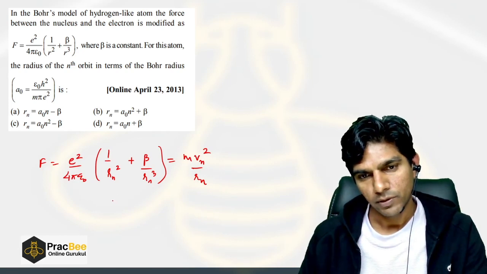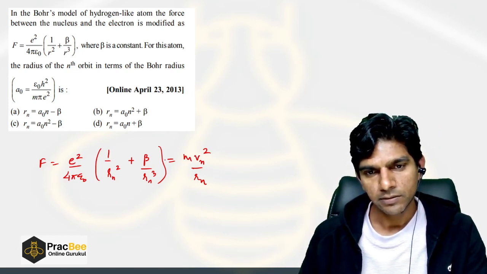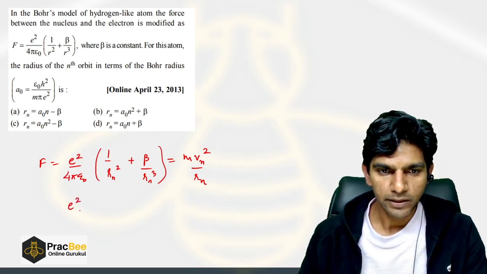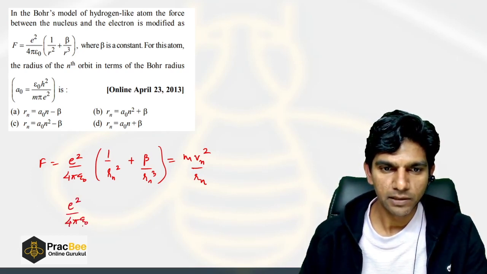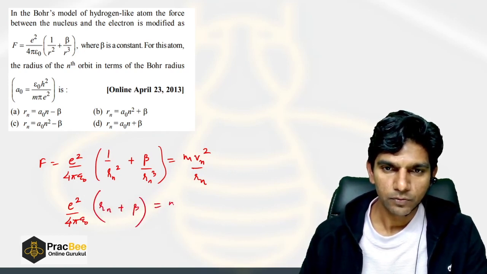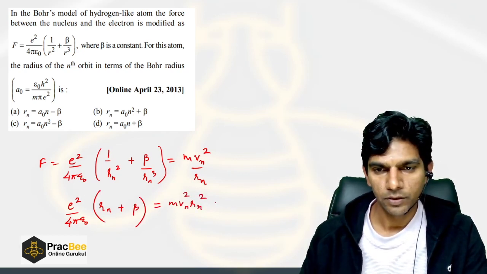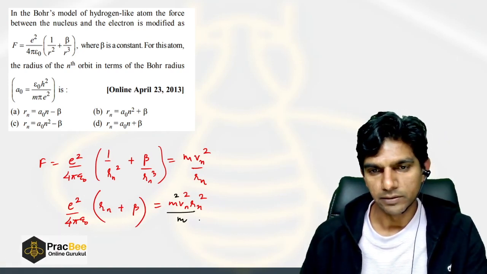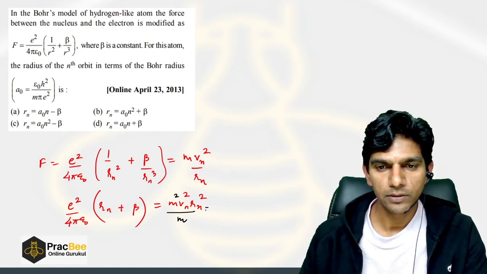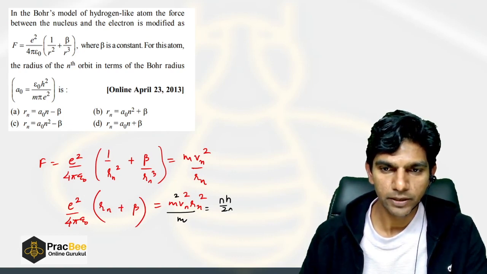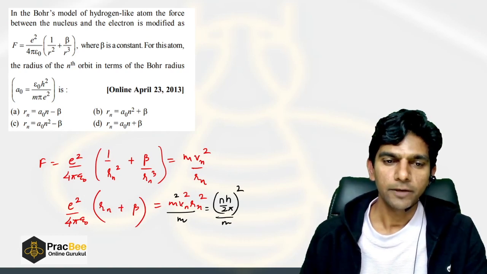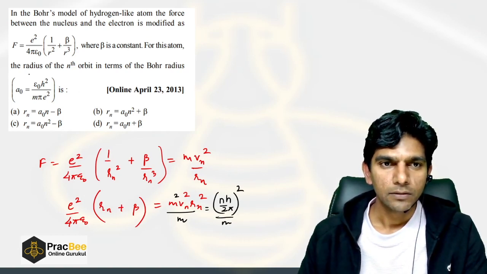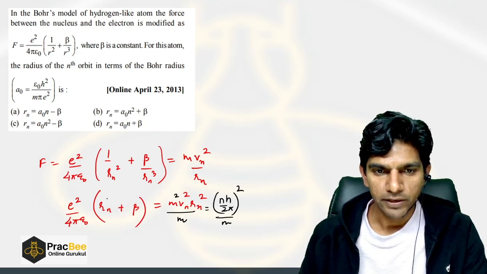Okay, so now what we can do, let us multiply left hand side and right hand side with Rn cube, right? So it will be e square upon 4 pi epsilon naught, and this will be Rn plus beta equals to mVn square Rn square. Now if I multiply with m and divide by m, I will get this, right? And mVnRn is nothing but the angular momentum. So it will be nh upon 2 pi. Okay. So we have to find the radius of nth orbit. So we have to find this Rn.